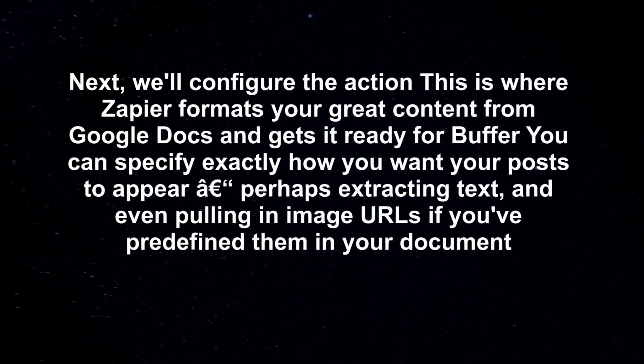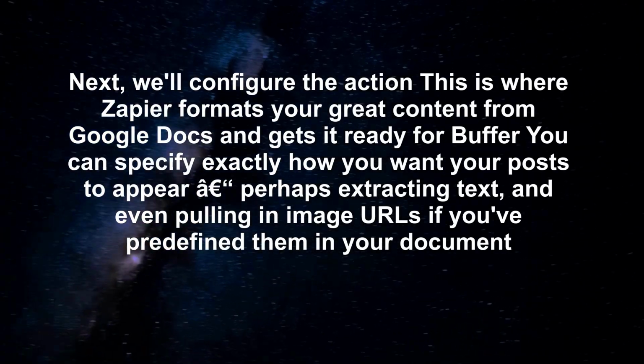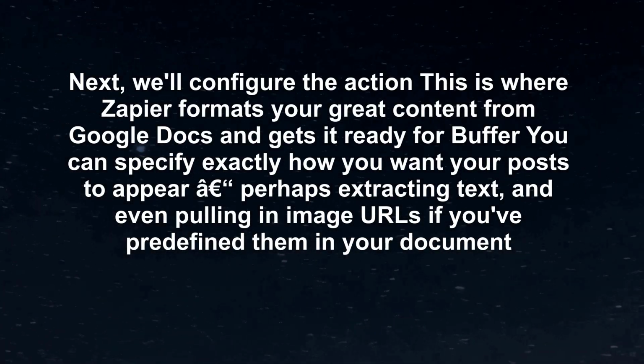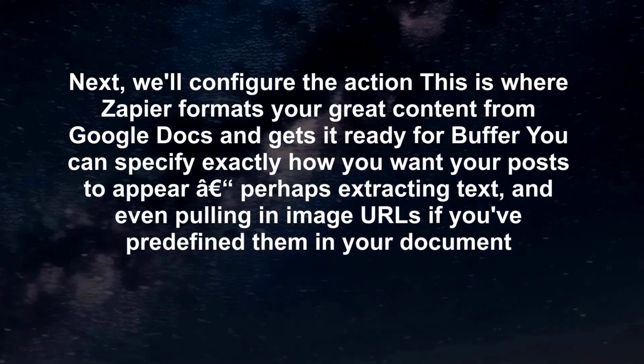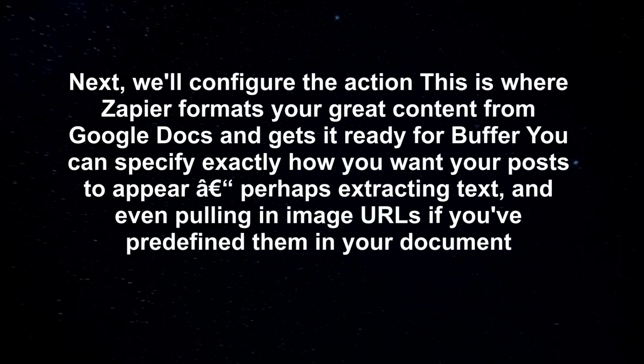Next, we'll configure the action. This is where Zapier formats your great content from Google Docs and gets it ready for Buffer. You can specify exactly how you want your posts to appear, perhaps extracting text, and even pulling in image URLs if you've predefined them in your document.